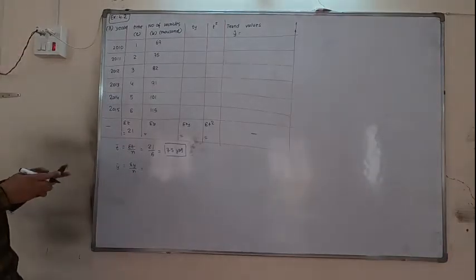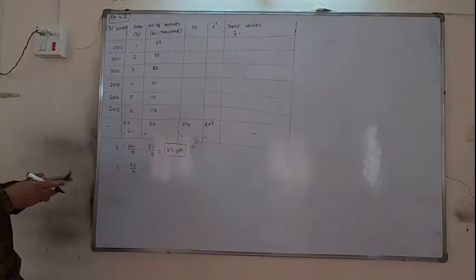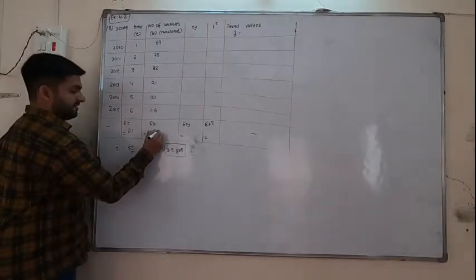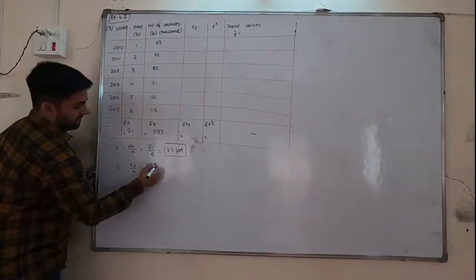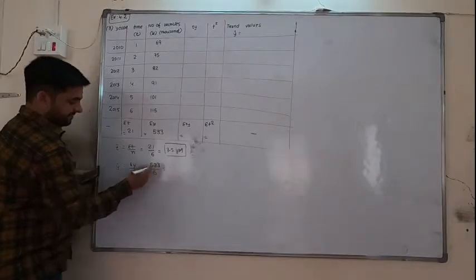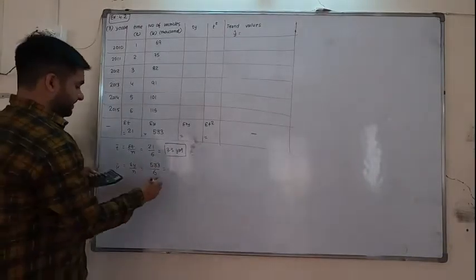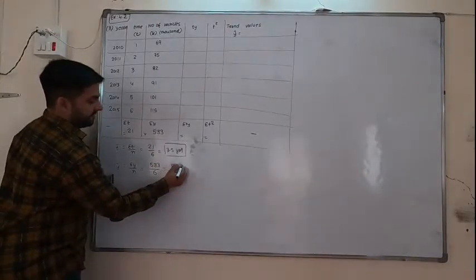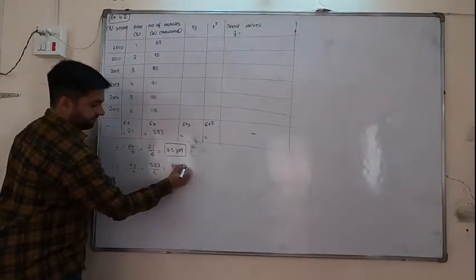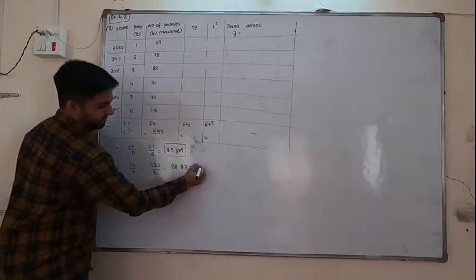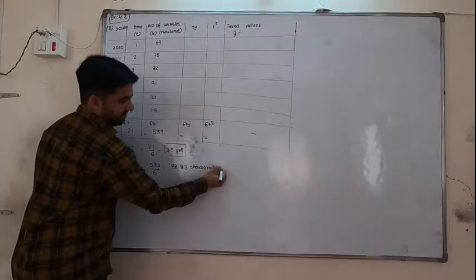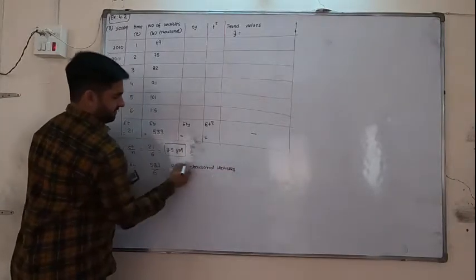Next, 69, 75, 82, 91, 101, 115 is 533. 533 upon 6 is 88.83 thousand vehicles.